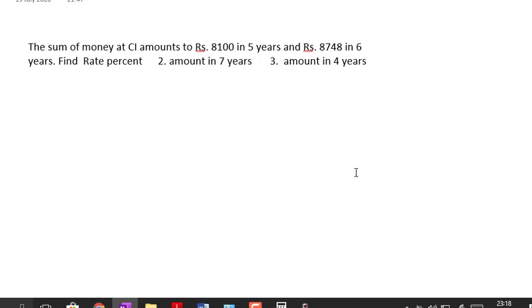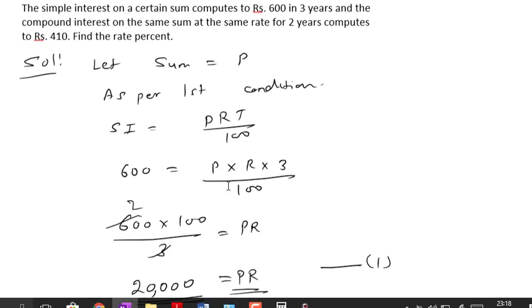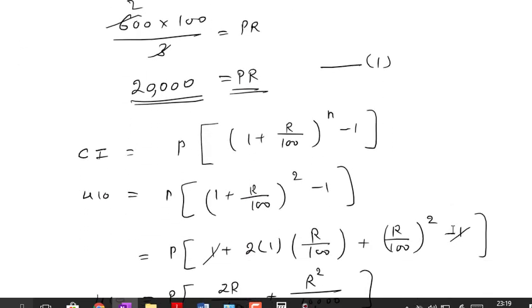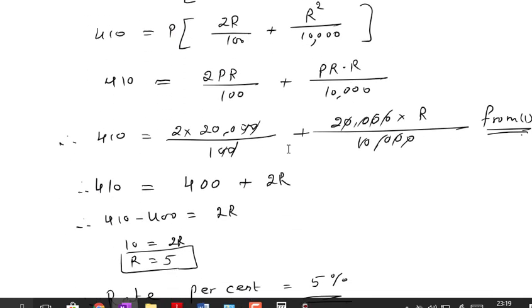If I discuss what we have done, P is unknown and R is also unknown, but they have given that 600 is the amount of simple interest after 3 years. So we applied the formula for simple interest, and from there we got the value of P into R, as P and R both are unknown. Then for 2 years the compound interest is given as 410. So we used the formula for compound interest, we simplified it, we got PR in the expression. So in place of PR we substituted 20,000, and after simplification we got the value of R.